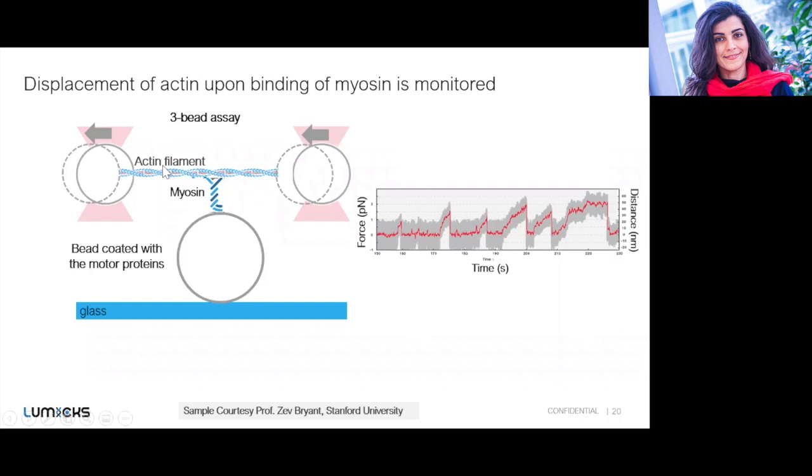moves the actin filament. And using C-trap, we can measure this displacement of actin filaments, and we can measure the force that these motor proteins are generating. So the high temporal resolution of C-trap makes it possible to measure the small displacements that these motor proteins are making.